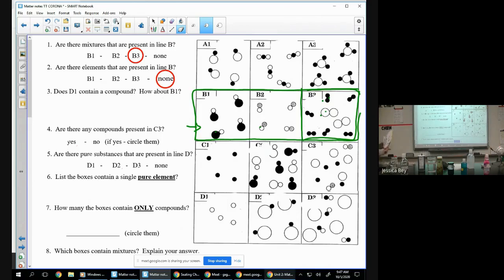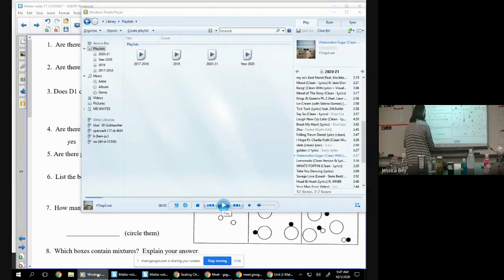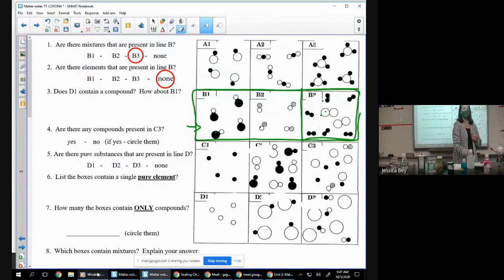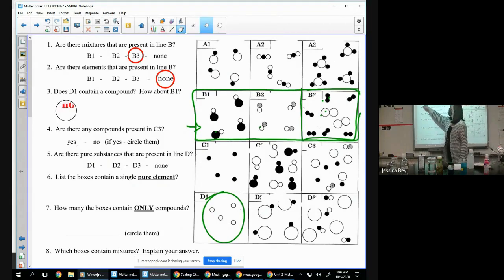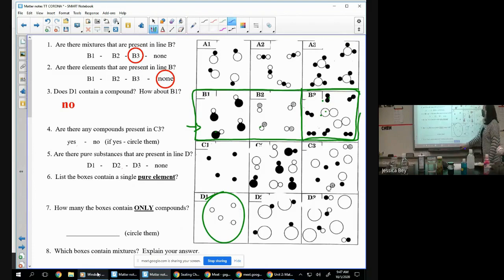For the quiz. All right, we got to go and go over some of this stuff. Let's see. All right. So we did the first two together. Does D1 contain a compound? D1, is that a compound? That is a what? That's an element. Absolutely. How about B1? Does this have a compound?